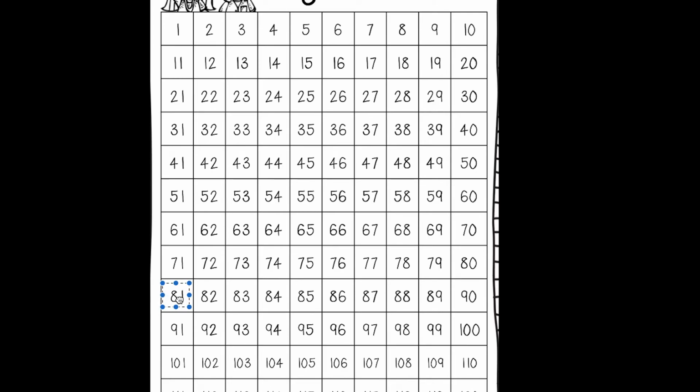So we can just hop on over. 82, 83, 84, 85. And there we go. This is how you would use your 120 chart to solve this problem. Now I will go back and forth between the 120 chart and just counting on by tens and ones on your own using the picture. Okay?